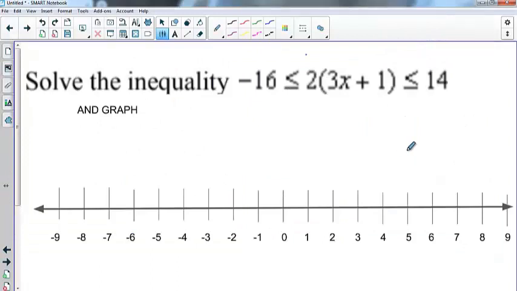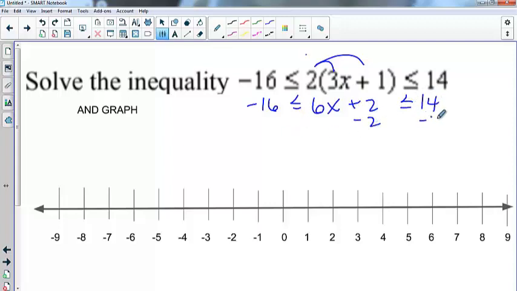I'm going to start by solving this. What should I do first? Distribute 6x. So I have -16 is less than or equal to 6x plus 2, which is less than or equal to 14. Minus 2 on both sides. So I'm going to subtract 2 from everywhere.